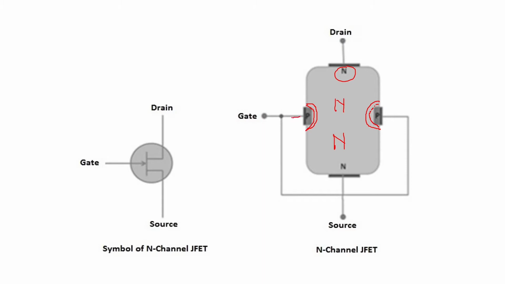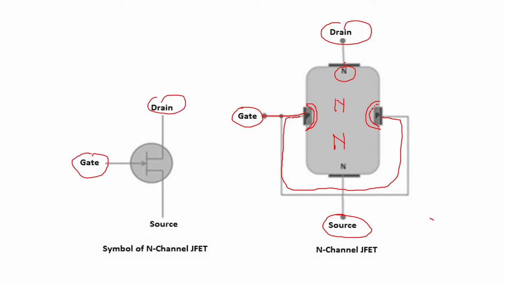Both these p-type semiconductors are internally connected, and that common terminal is called the gate. In the n-type bar, one terminal will be called the drain and the other the source. These two terminals can be interchanged; they can be designated as source and drain depending upon the voltage polarity you connect to them. Here is the symbol for the N-channel JFET. You can see the gate terminal, the drain terminal, and the source terminal. This is the symbol of the FET.